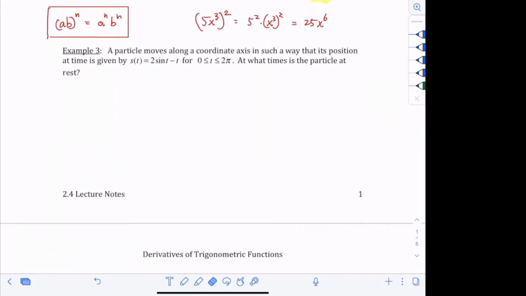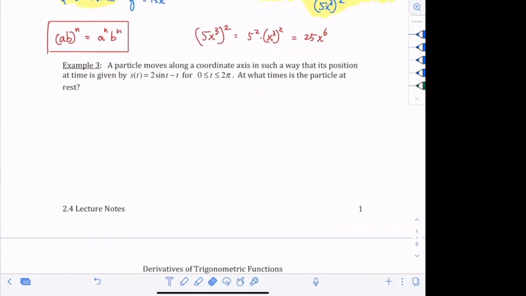Let's take a look at example 3. In example 3, they say that a particle moves along a coordinate axis in such a way that its position at time t is given by s of t equals 2 sine t minus t.